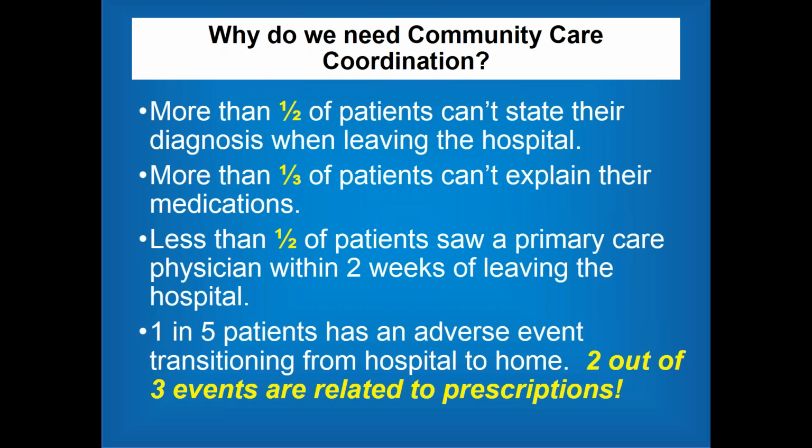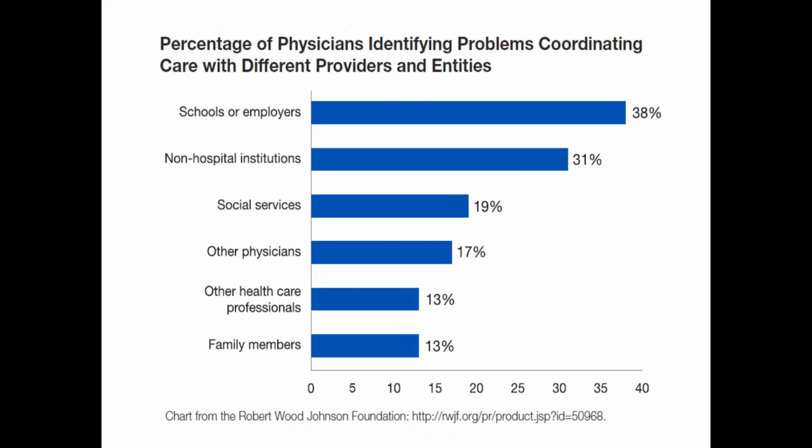So definitely we're not doing great with our transitions certainly from the hospital back to the community. But when they ask physicians specifically, what kind of problems do they have when they try to coordinate care? They do pretty well with family members and other healthcare folks, but when they get into schools or employers or non-hospital institutions, things start to fall apart.